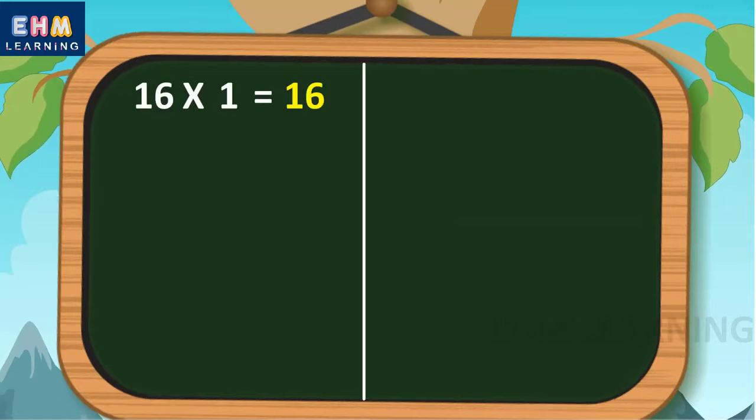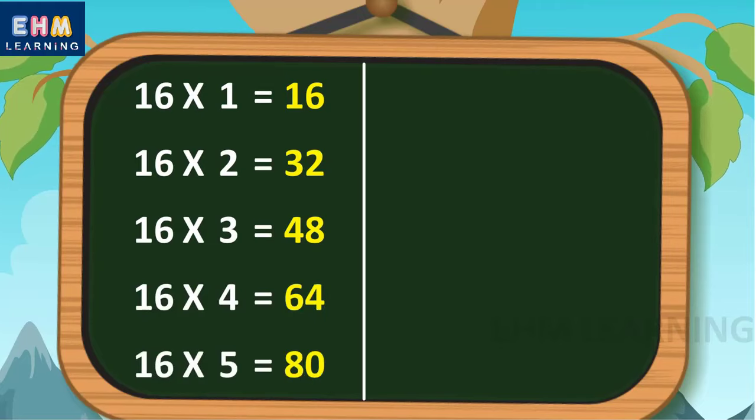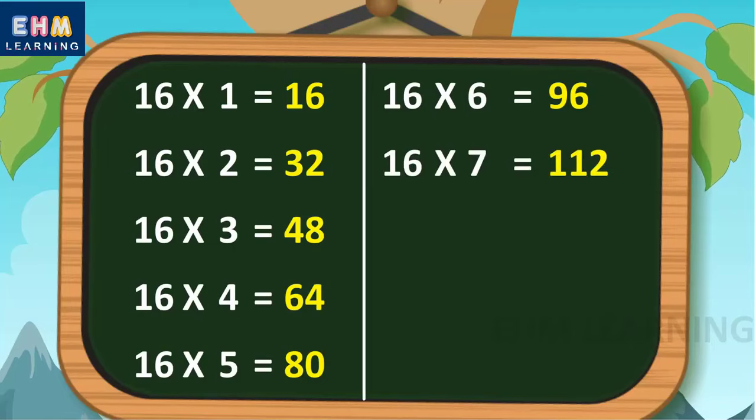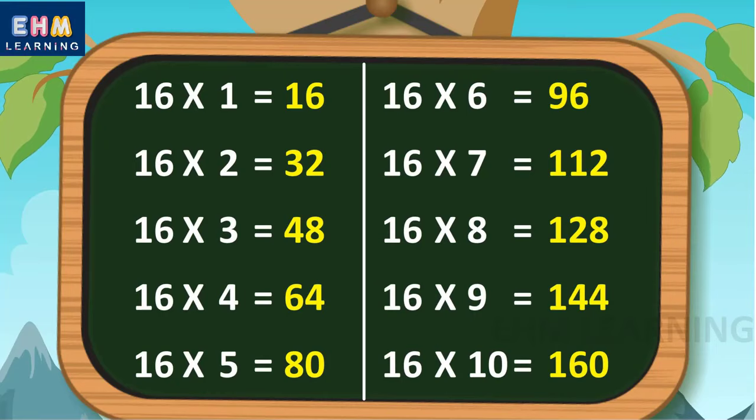Let's learn again. 16 ones are 16. 16 twos are 32. 16 threes are 48. 16 fours are 64. 16 fives are 80. 16 sixes are 96. 16 sevens are 112. 16 eights are 128. 16 nines are 144. 16 tens are 160.